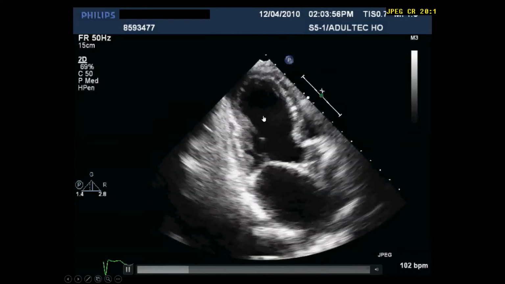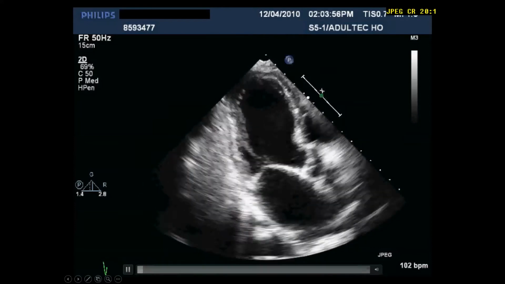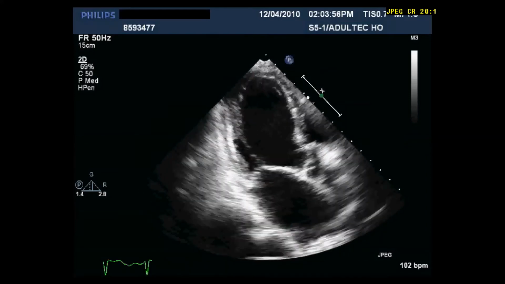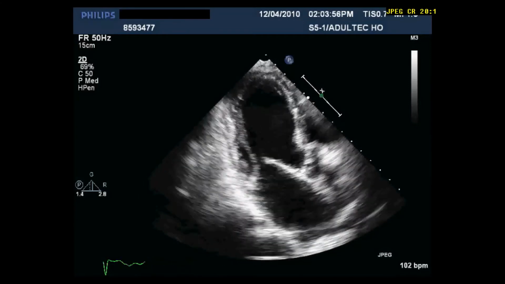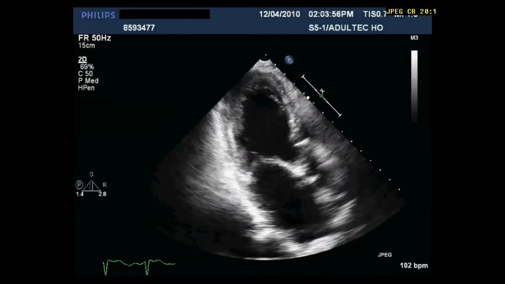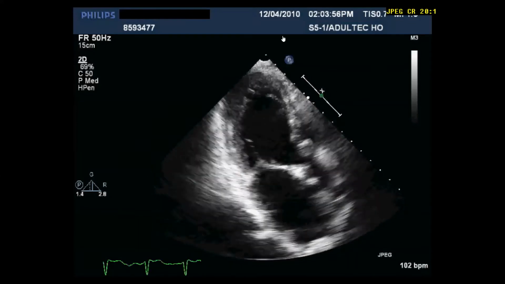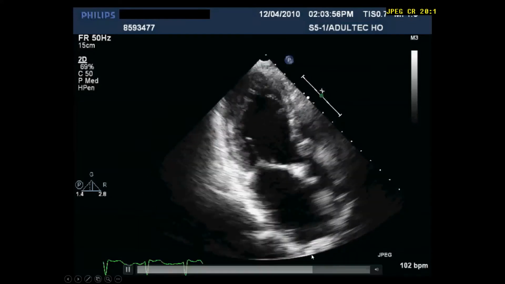But I might say, it's not right from a single view to tell exactly whether it's global or regional, because you need to see all the segments in the short axis to tell precisely is it global or regional. But from this image, it's more or less global hypokinesis.